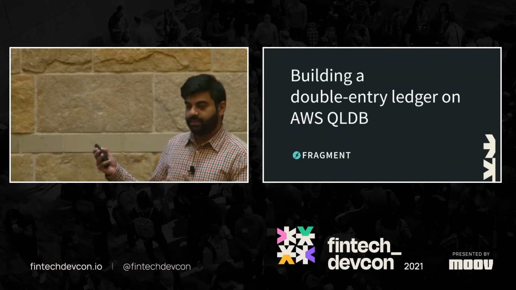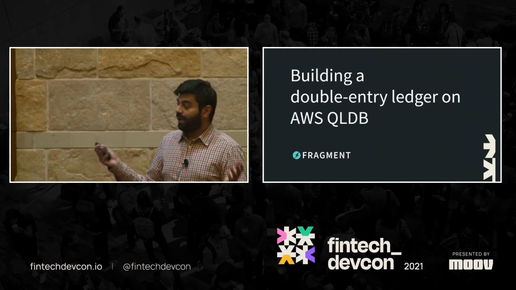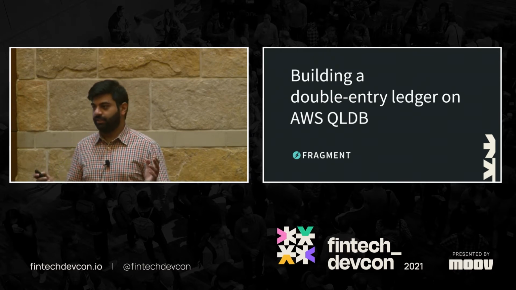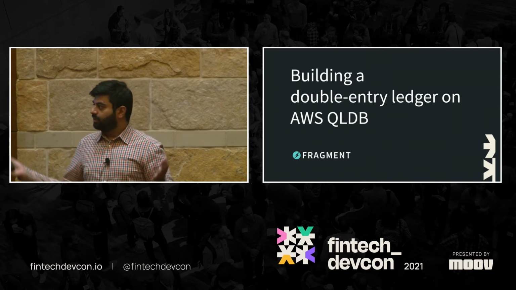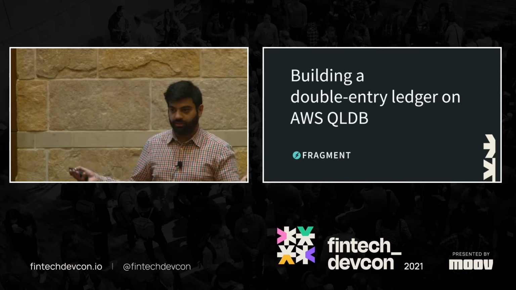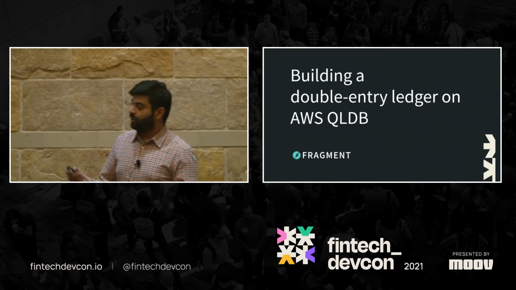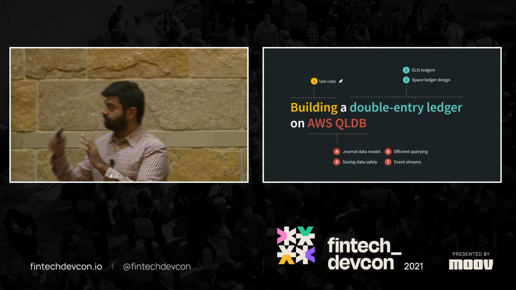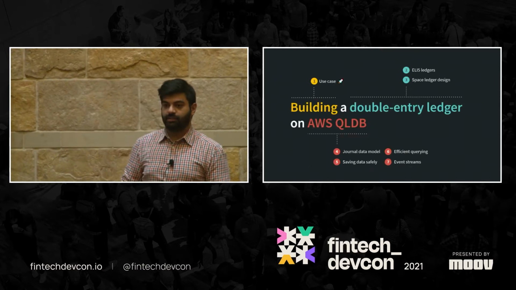But this talk is basically what I learned in the last six months. We started in January. I didn't really know much about ledgers or QLDB or anything. So this is everything I learned about QLDB when I built a production quality ledger on top of QLDB. The talk is structured in a few different areas.